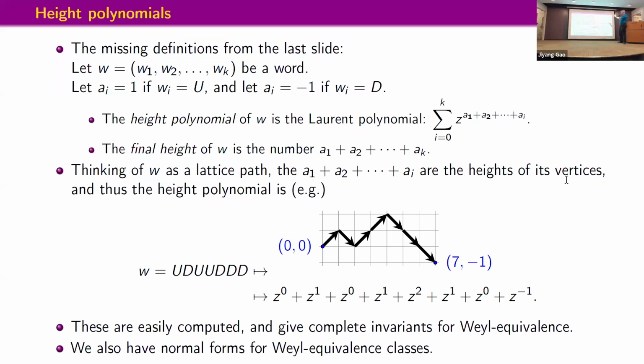And these are easily computed and they are invariant under balanced transformation. So it was a key part in the proof of how we did this, along with the normal form for Weil equivalence classes. So we have a way to do that, and that was the key structural piece, and then that let us get the enumerative results.